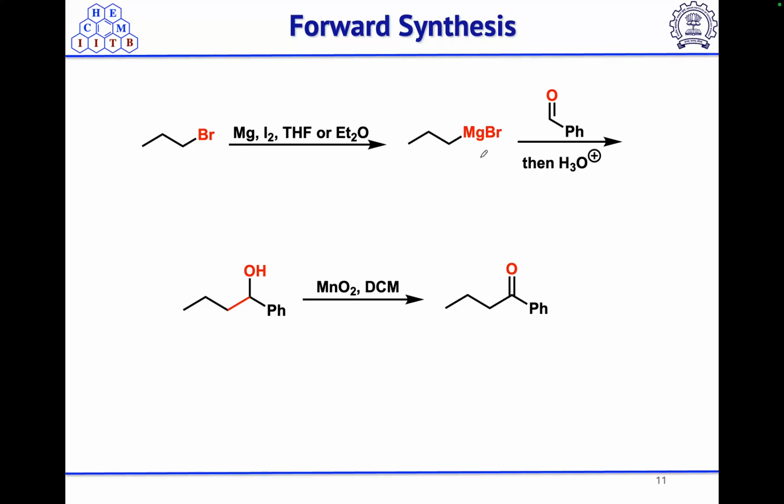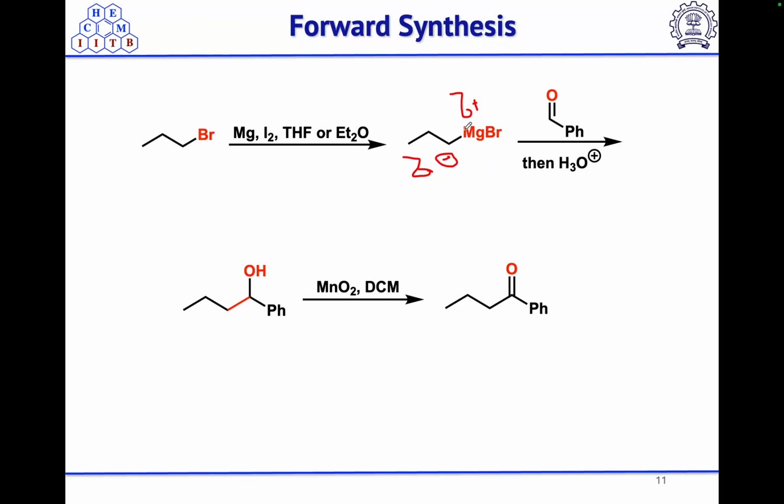So this is propyl magnesium bromide, the Grignard reagent. As you all know, in this Grignard reagent this carbon is negatively charged, delta negative, and this magnesium has a delta positive charge, and this halogen has delta negative.